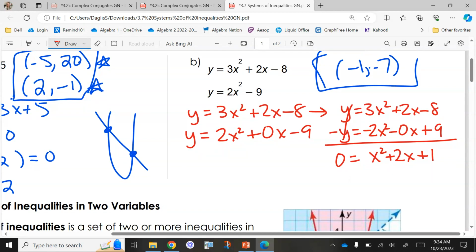But this quadratic multiplies to give you 1, adds to give you a 2. That's going to be x plus 1 and x plus 1. So we get an x value of negative 1. It's just one x value because they're both the same thing, right? So you only get x of negative 1. And then choose which one you want to plug it into. I did the second one. 2 times negative 1 squared is still just 2. And then 2 minus 9 gave me negative 7.